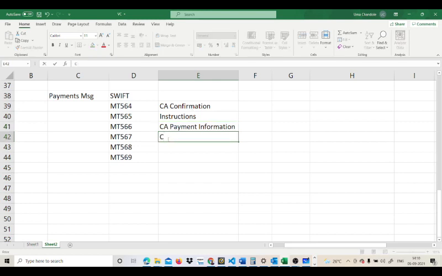Instructions, status, instructions sent. These are like again the notification.